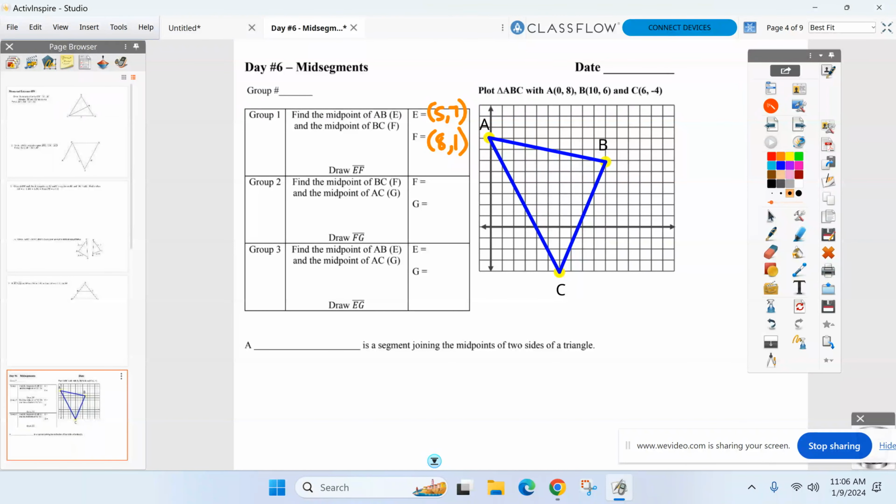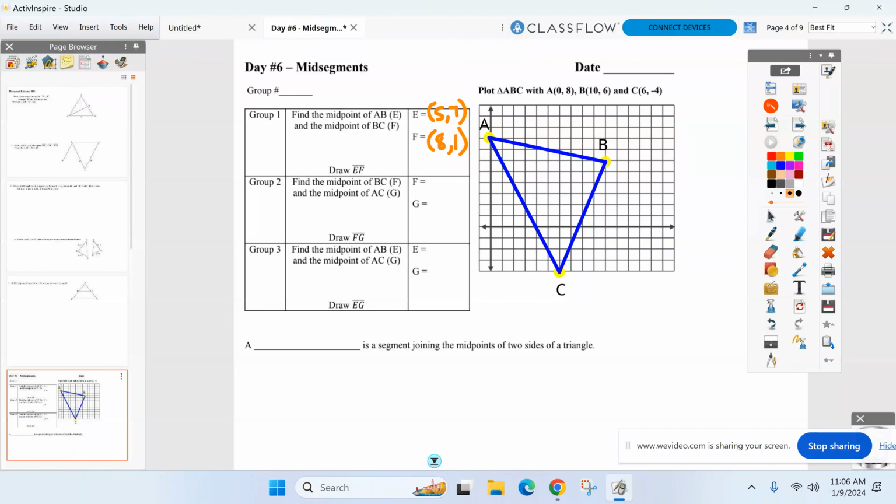And group three, sorry to steal your fire. Everyone matches up. We're good? Okay. E is 5-7, G is 3-2. Okay.